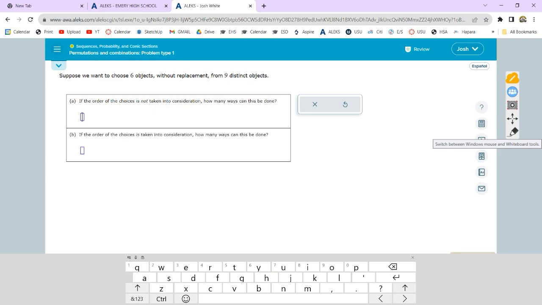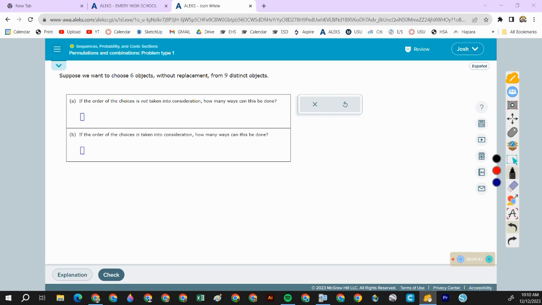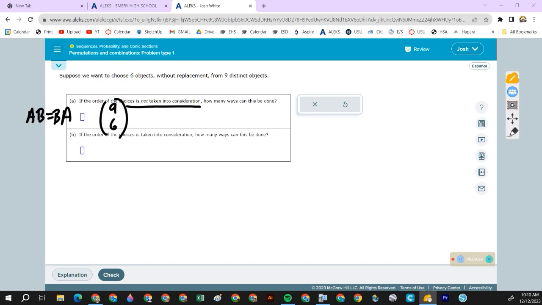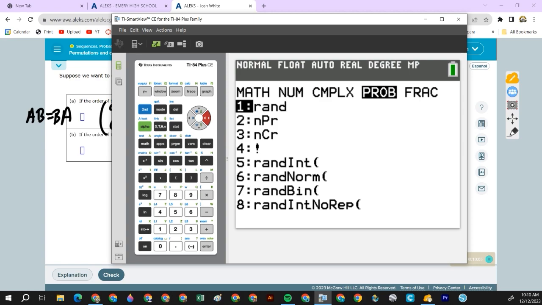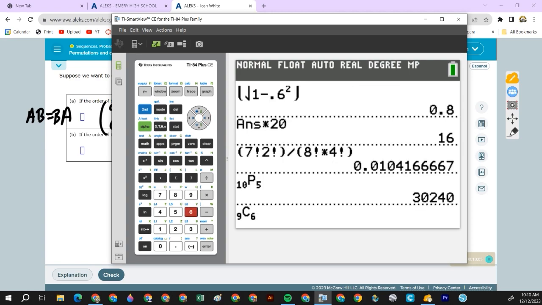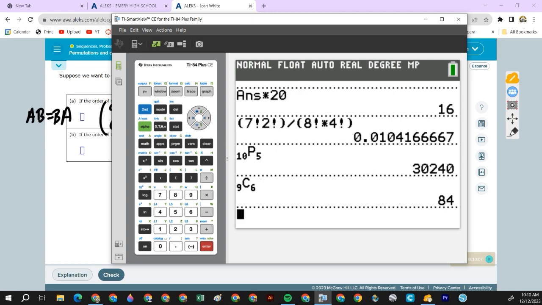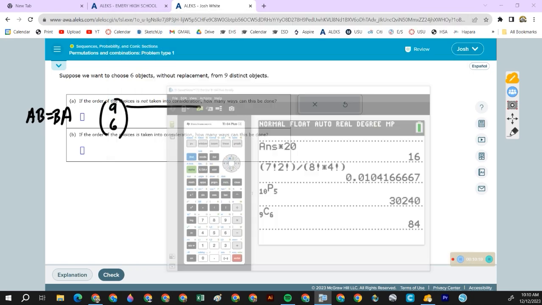Suppose we want to choose 6 objects without replacement from 9 distinct objects. And if order is not taken into consideration, that means AB is equal to BA, then we would just do 9 choose 6. So I come down here, 9 math C6. So there are 84 ways to do that in a combination.